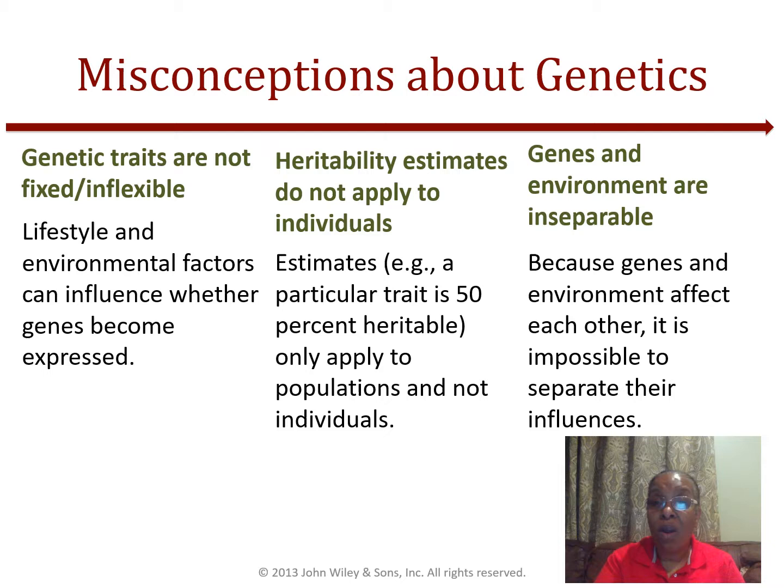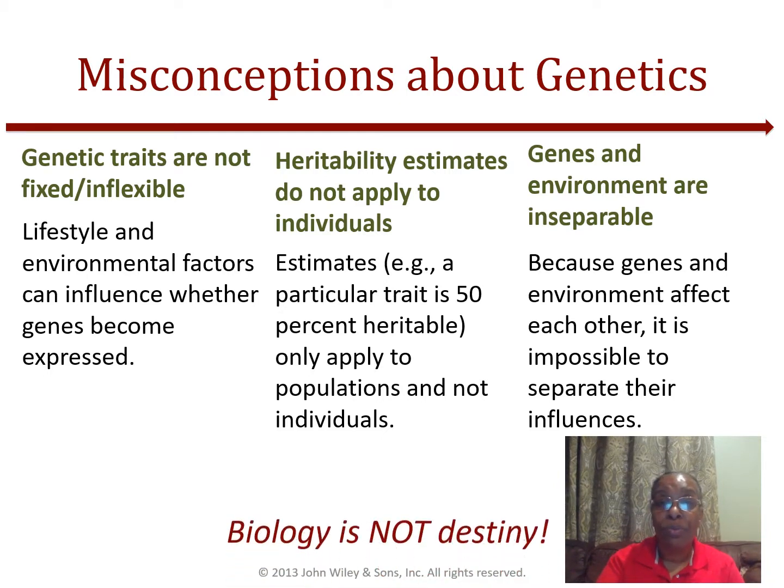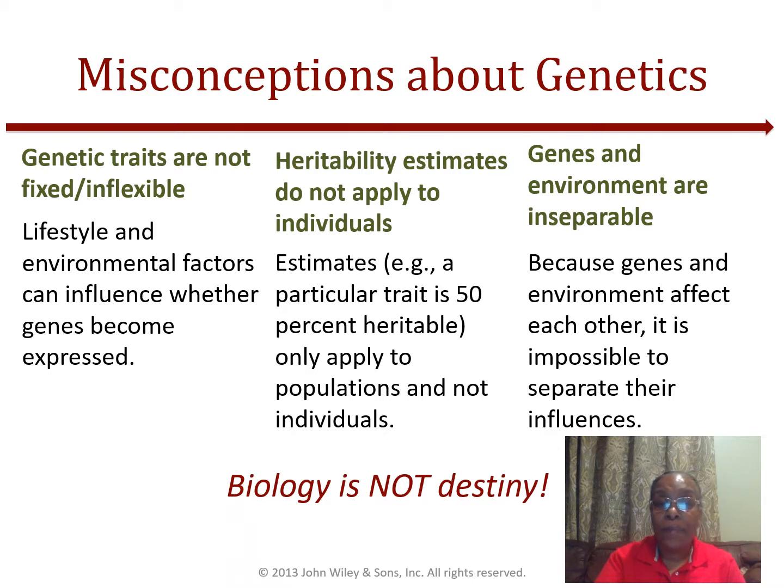Genes and environment are inseparable, and that again is because genes and the environment affect one another, and it's kind of impossible to separate the influences of each. So basically, biology is not purely the destiny of how we are as human beings. It's a combination.